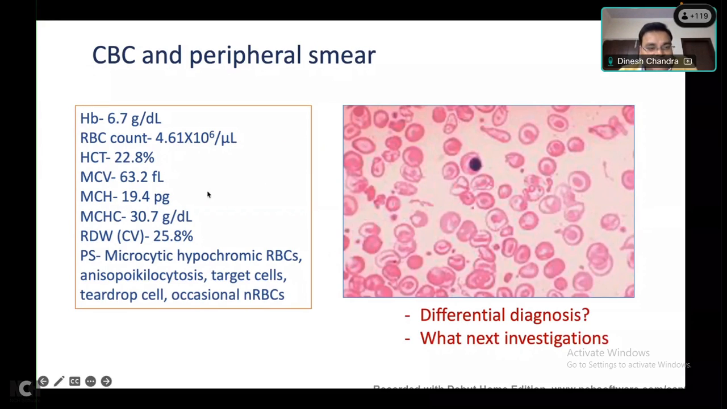Can you interpret this RBC indices and peripheral smear? And on the basis of this, what will be your differential diagnosis and what next investigation would you like to do?